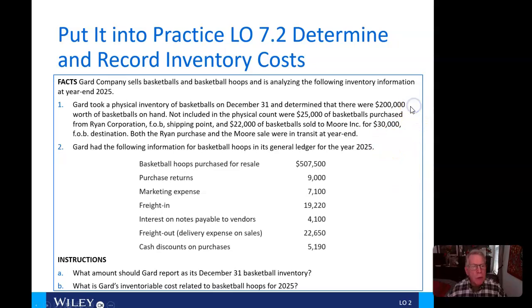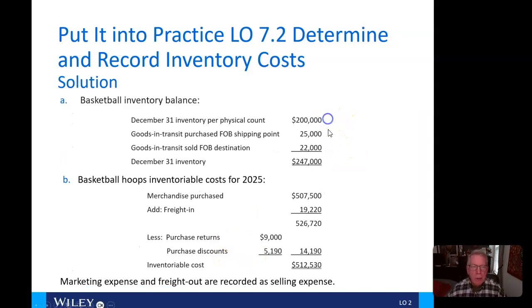Here's that 200,000 that they have on hand, but they didn't include 25,000 of basketballs purchased from Ryan at FOB shipping point. Should have done that. So we should add that, and 22,000 of basketballs sold to Moore FOB destination. That in transit inventory still belongs to us, Guard. So as I look here, I'm going to add these three pieces together, and I get $247,000 of basketball inventory balance.